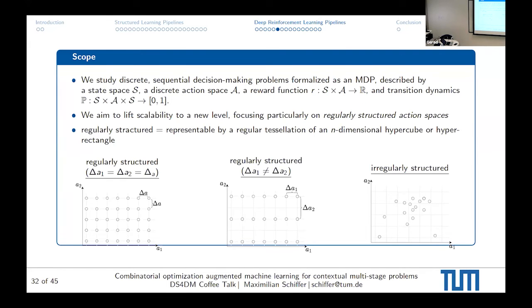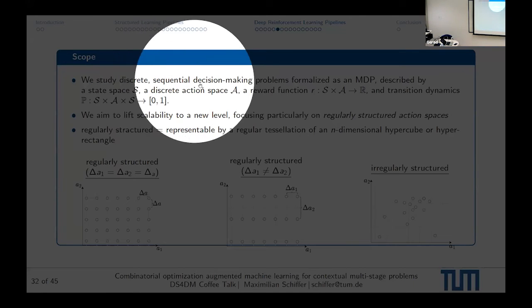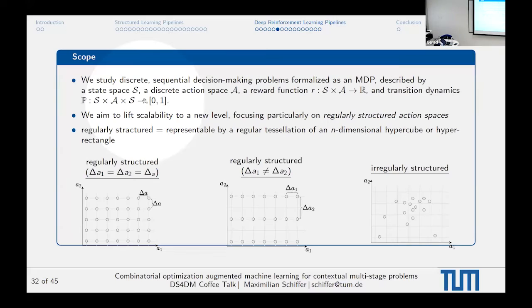So I look at such a problem. It's some MDP, it's sequential decision making. It's a discrete action space. There's a state space, there's an action space, there's a reward function, there are some transition dynamics, right? And what I'm interested in is, okay, with the motivation that I want to use DRL for contextual decision making in an operations research context, which means I will end up with a discrete action space that is combinatorial and large. How can I get something stable, right?